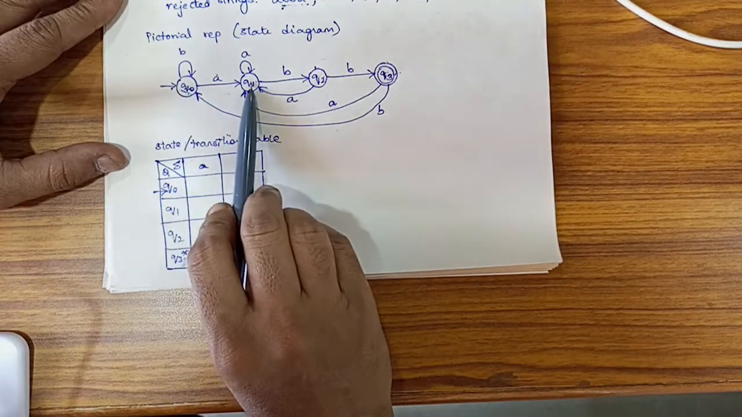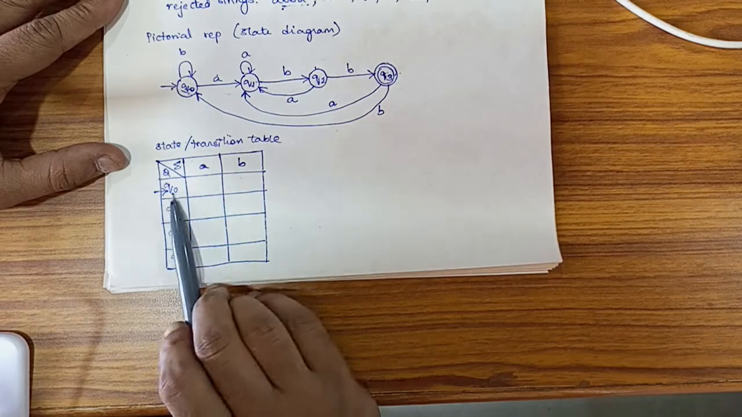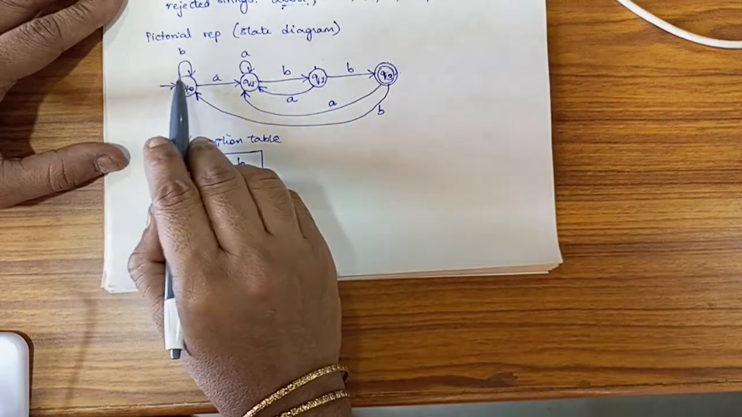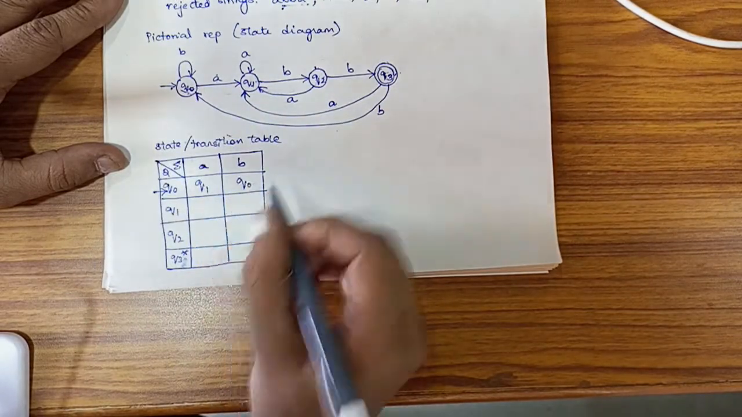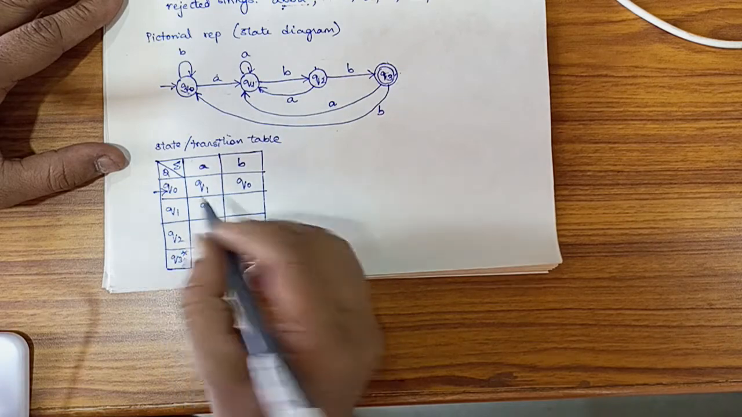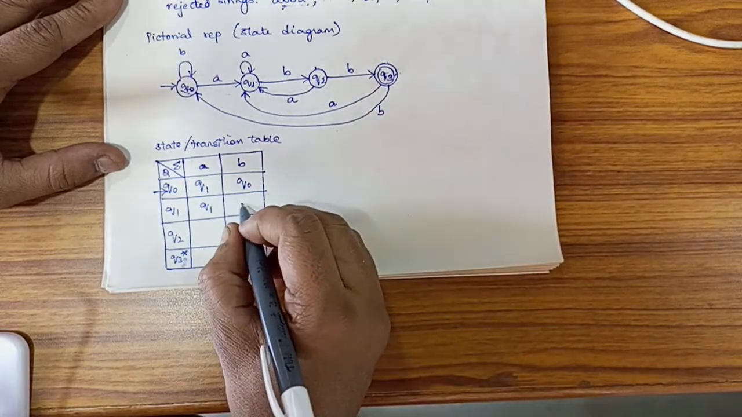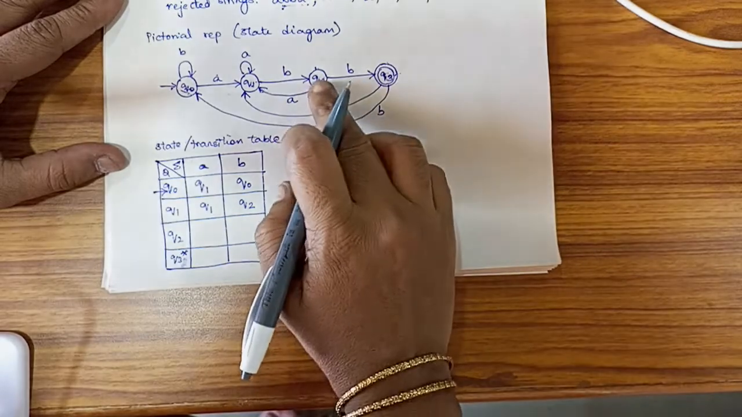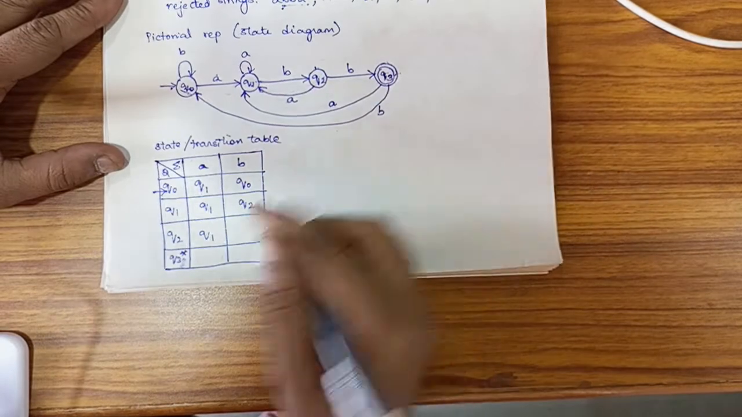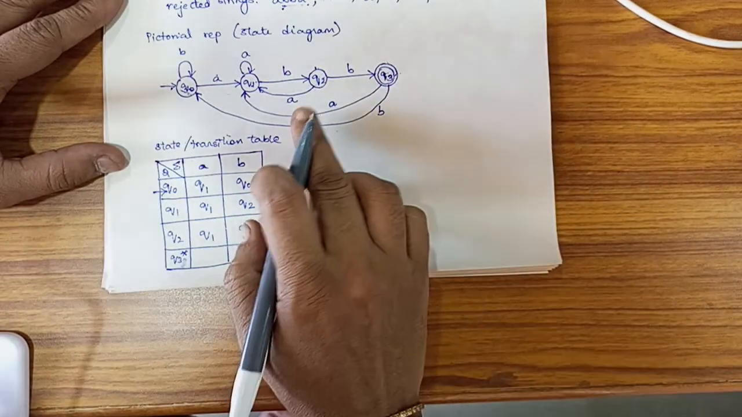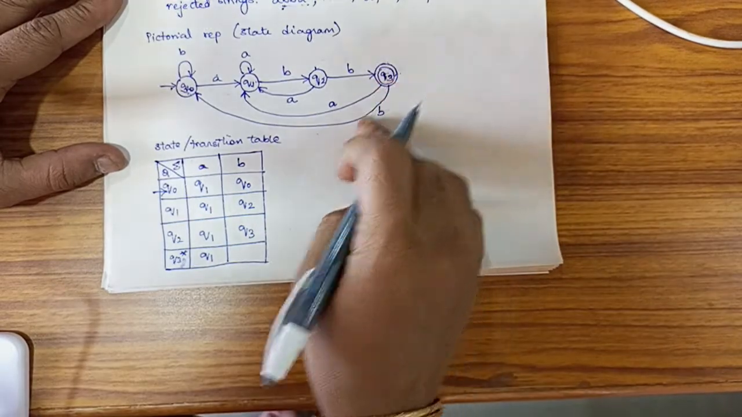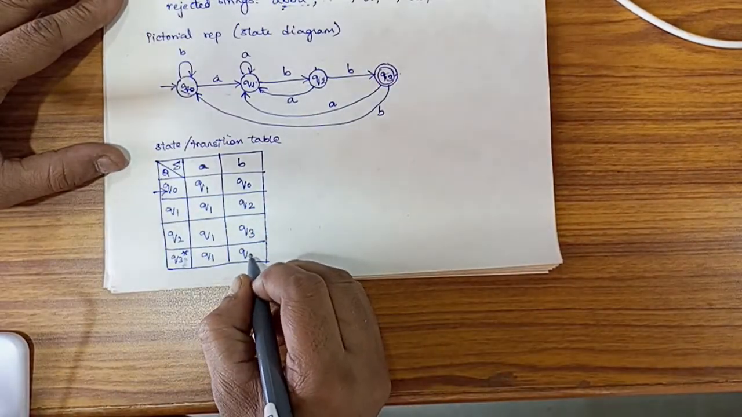Q0 on receiving a, what does it do? It goes to Q1. Q0 on getting a B remains in Q0. Q1 on getting a A remains in Q1. Q1 on getting a B goes to Q2. Q2 on getting a A comes to Q1. Q2 on getting a B goes to Q3. Q3 on getting a A goes to Q1. Q3 on getting a B goes to Q2, Q0.